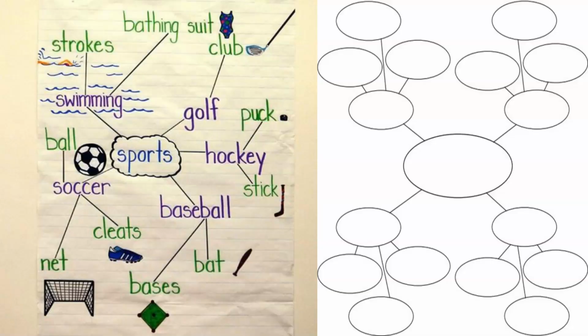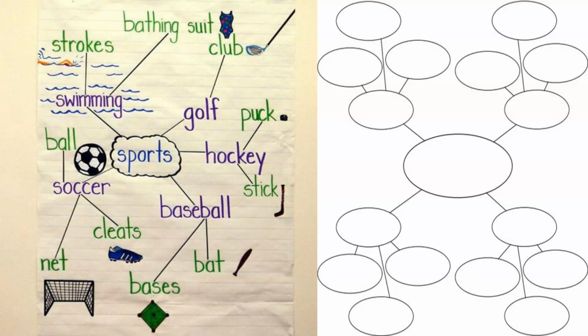The next visuals are semantic maps. And semantic maps help students group words and ideas together. So in the middle is the word sports, and then it has different branches off of it. So it has swimming, golf, hockey, baseball, soccer. Those are all different sports.